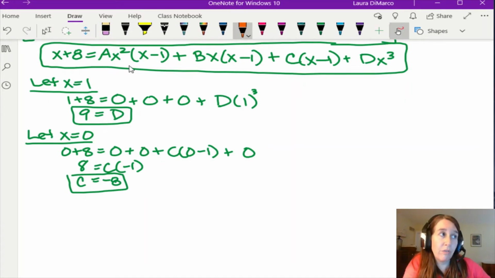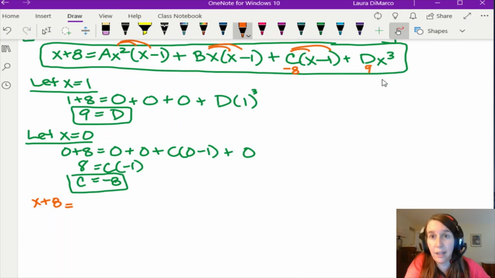Okay, so the first thing that we're going to need to do is take our equation and expand it out so we can see what we have. So on the left, we still have x plus 8. And on the right, we're going to multiply this out. Except when I put in c, I'm going to put in negative 8 here. And for d, I'm going to put in 9. No sense in leaving a c and a d.